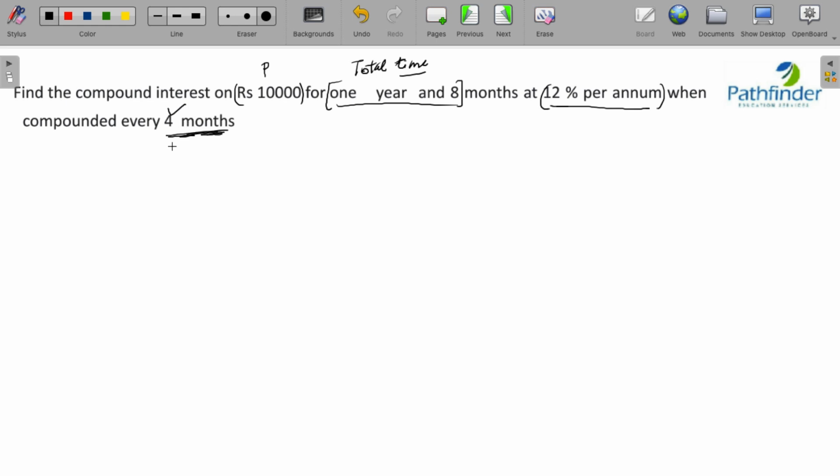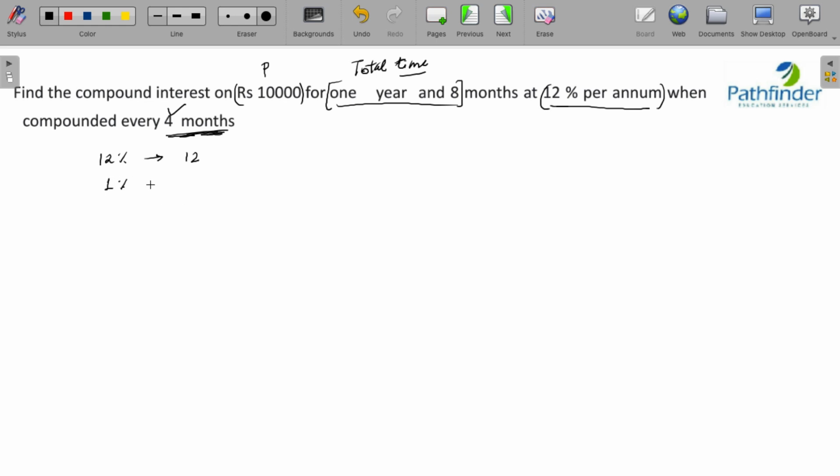12% is the rate given per annum and the period of compounding is 4 months. Now this information is very, very important. Why? Because this will tell us how many periods there are in the given total time, and this will also tell you the rate for this period of compounding. So let us first do that. So 12% is the rate for 12 months.